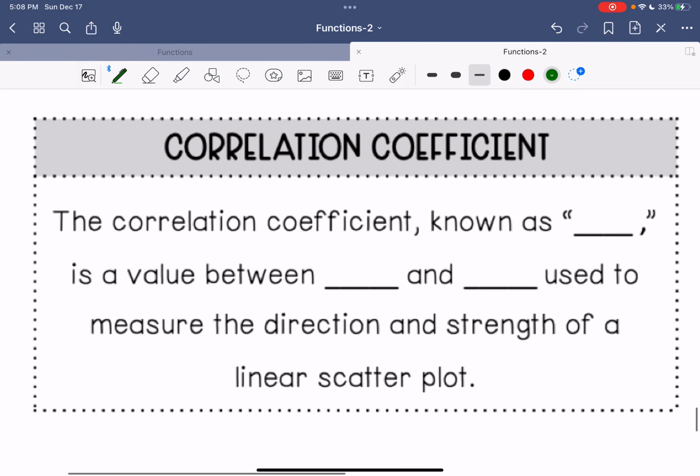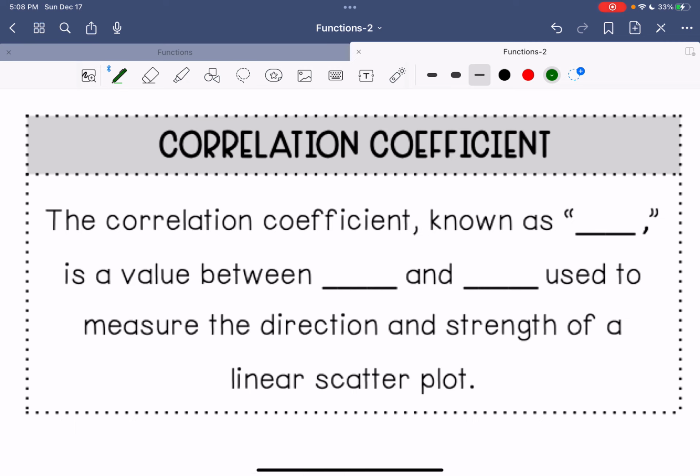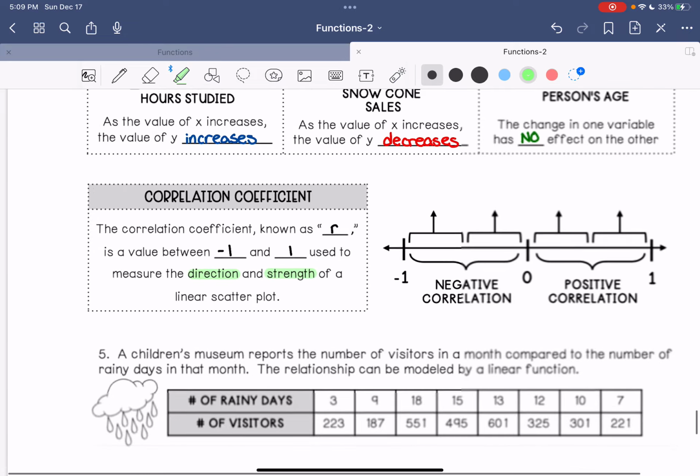And something we use to measure both the direction and strength of that relationship is called the correlation coefficient. The letter we use for that is R, and it is a value between -1 and 1 used to measure both the direction, so positive or negative, and strength, weak or strong, of a linear scatter plot.